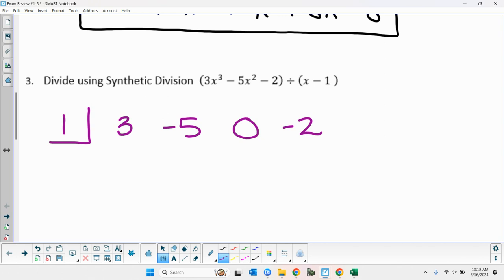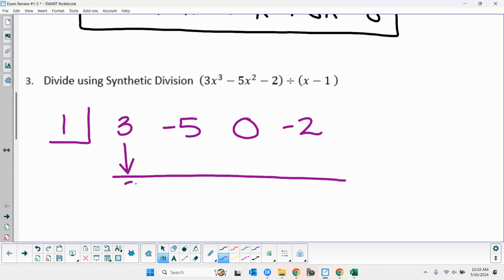Go in order, okay? You don't need an x to the 4th, 5th, or 6th, but you need everything after x to the 3rd, right? So make sure you add zeros if you need to. Put a line in here, but give yourself some space to put some numbers under these 3 numbers: negative 5, 0, negative 2.